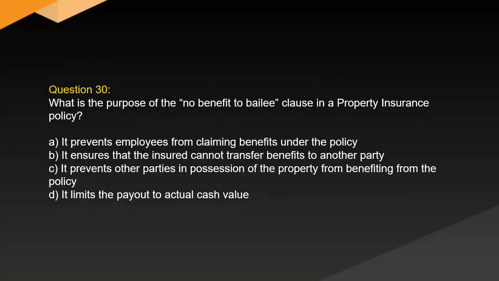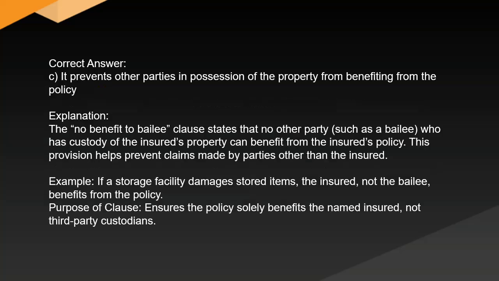Question 30. What is the purpose of the no benefit to bailee clause in a property insurance policy? A. It prevents employees from claiming benefits under the policy. B. It ensures that the insured cannot transfer benefits to another party. C. It prevents other parties in possession of the property from benefiting from the policy. D. It limits the payout to actual cash value. Correct answer: C. It prevents other parties in possession of the property from benefiting from the policy.